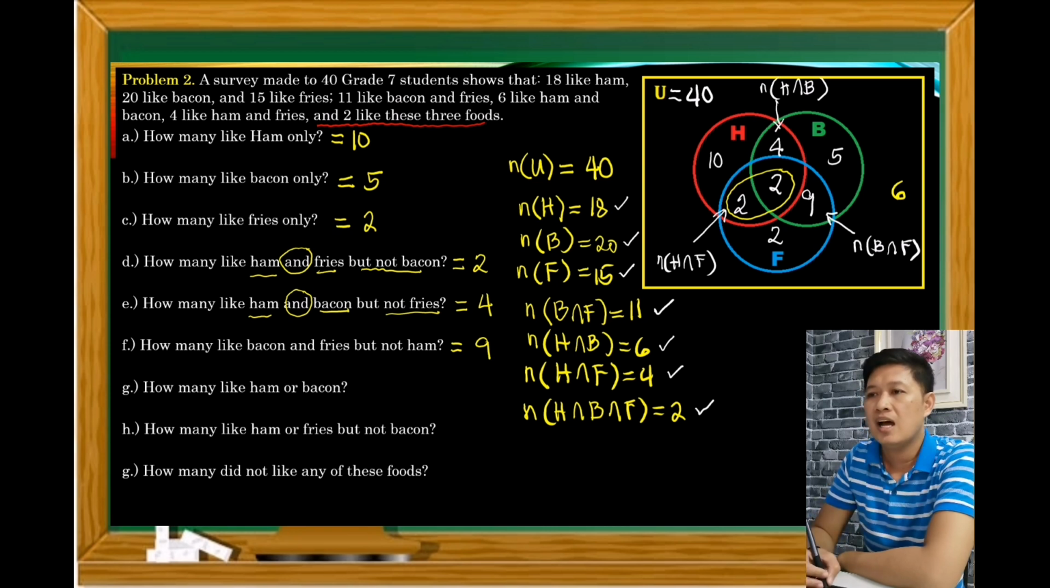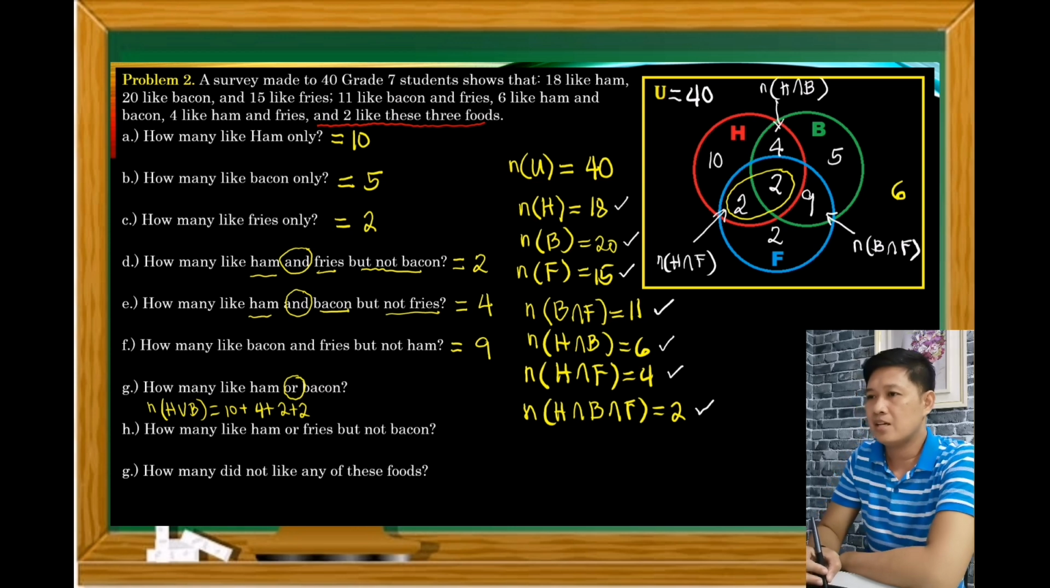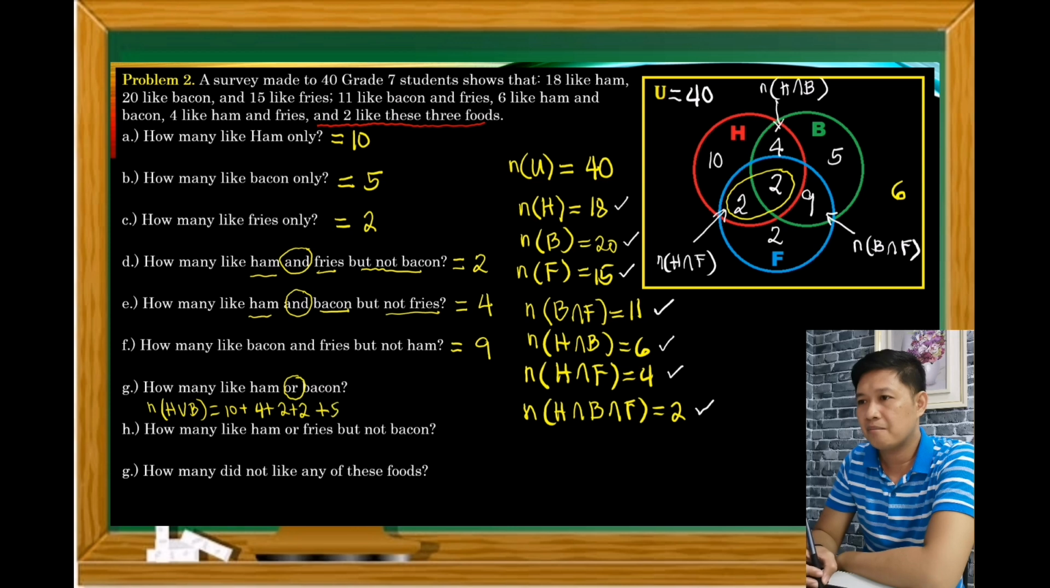Next, letter G. How many like ham or bacon? Or ito. Tandaan ha, pag or, that is union. So, ham or bacon. Tignan natin. Ano yung mga nasa kay ham? So, that's the number of students that like ham or bacon. So, we have 10 plus 4 plus 2 plus 2. Yan yung nasa loob ni ham. Yung bacon natin, meron na lang tayong 5 plus 9. Kasi nakuha na natin yung 4 at 2. So, ilan lahat yan? 10 plus 4, 14 plus 2, 16 plus 2, 18 plus 5, 23 plus 9. Alright, so that is 32. So this is 32 for letter G.